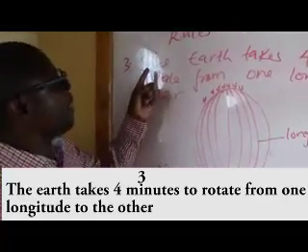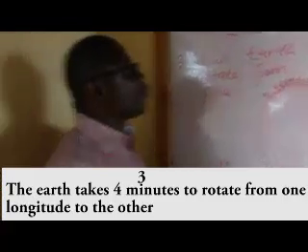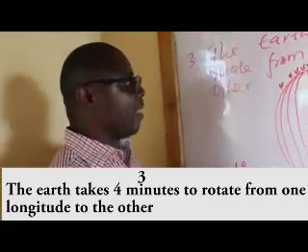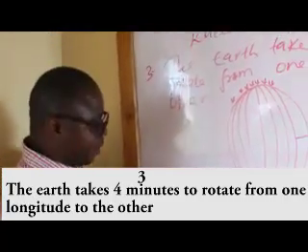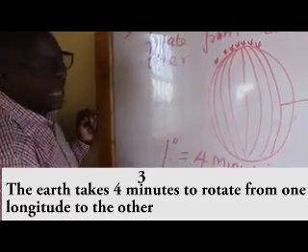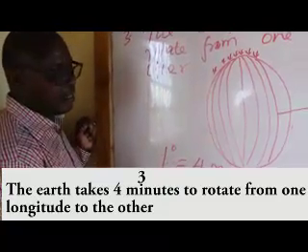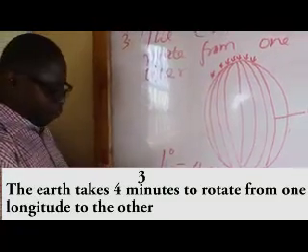So, my dear pupils, understand that the earth takes 4 minutes to rotate from one longitude to another. This is the same as saying 1 degree of longitude, because each longitude is marked 1 degree, is equivalent to 4 minutes.